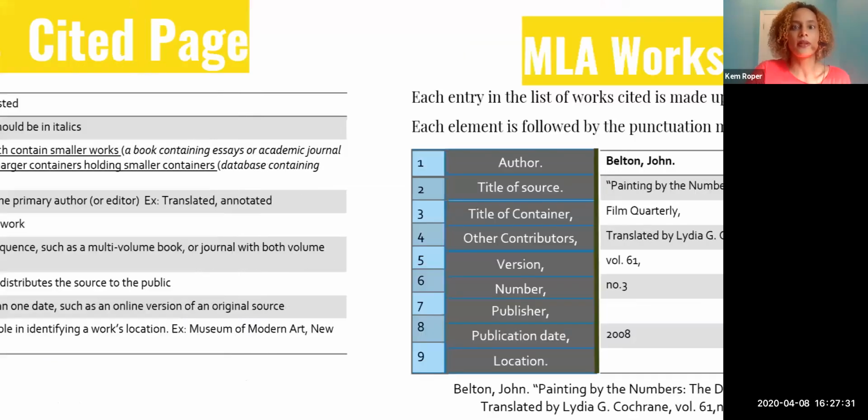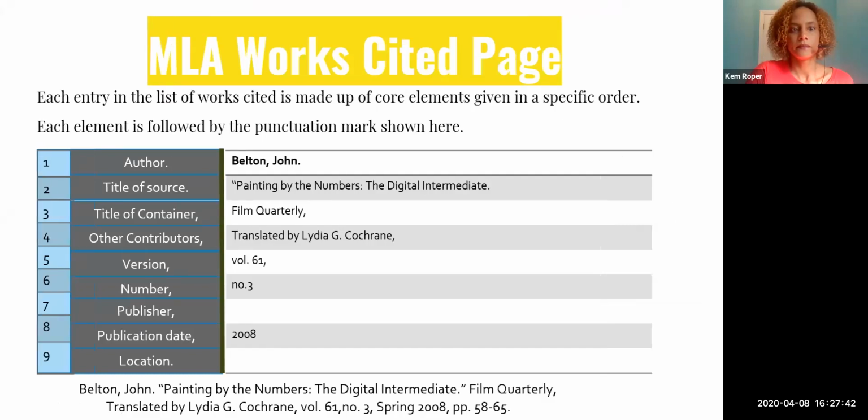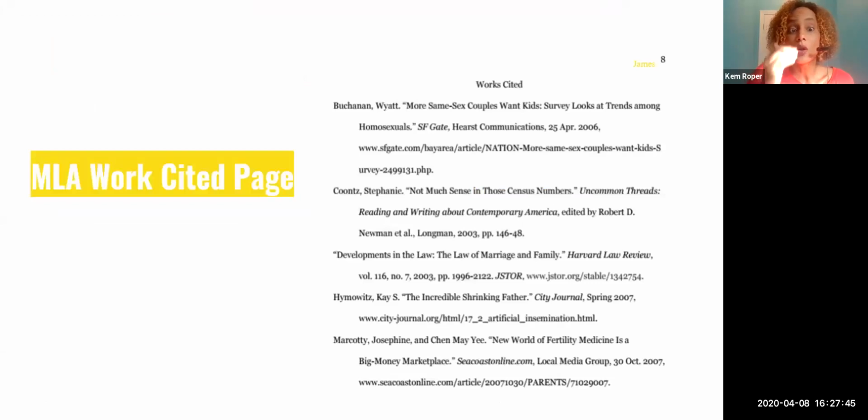Here's an example of an MLA works cited page entry. And here is an example of an MLA works cited page. MLA utilizes the hanging indent as well. As you can see here, the first line of each entry is flush left margin. And then when the entry extends beyond that first line, the second and subsequent lines are indented by ½ inch. And it is alphabetical order.